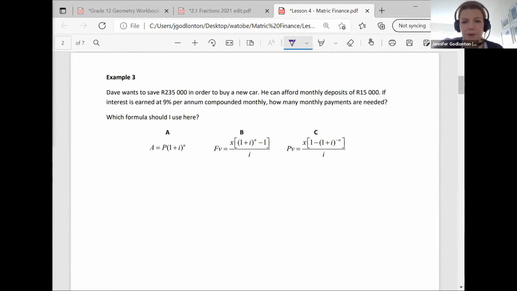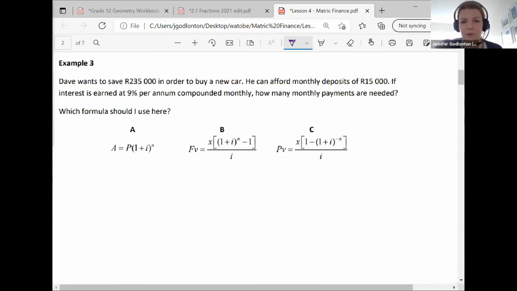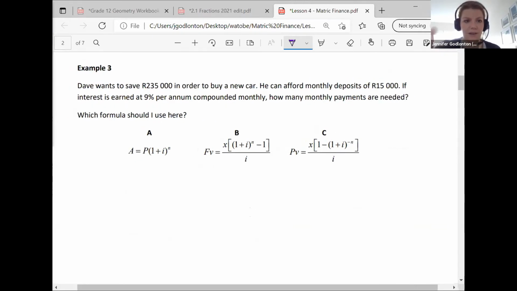So this one we're going to break up a little bit, just because if you've chosen the wrong formula, things just fall apart. So let's talk it through. Dave wants to save 235,000 Rand in order to buy a new car. He can afford monthly deposits. Now remember what it means when you read the words monthly deposits, okay, of 15,000 Rand. If interest is earned at 9% per annum compounded monthly, how many monthly payments are needed? Which formula should I use here?